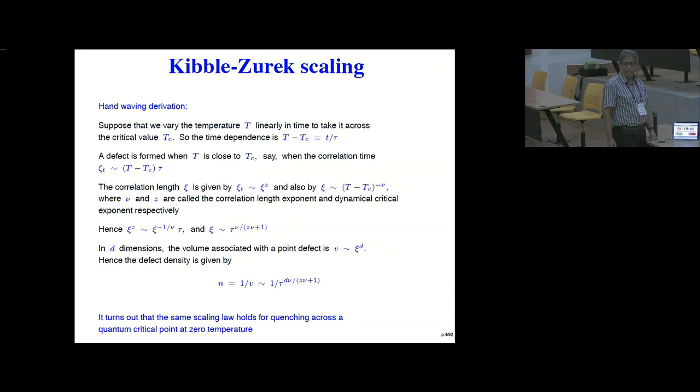Yeah, so for example, if you calculated something like a correlation function in time, it would decay with that correlation time. So at TC, it blows up, right? So the correlation length blows up as T minus TC to the minus nu, and the correlation time blows up as T minus TC to the power minus nu z.